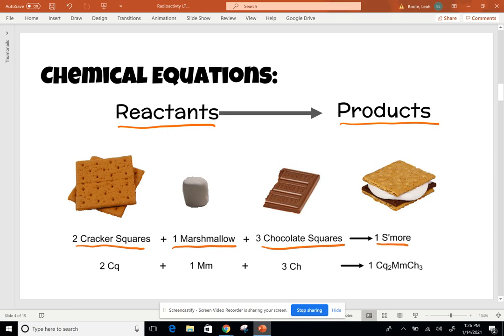And so it's important to remember here with our chemical equations, we want our reactants and our products to be balanced. So we want the same amount on each side. And so we can see that here with our s'mores example. We started with 2 graham crackers. Well, we still have those 2 graham crackers. We started with 1 marshmallow. That marshmallow is still there. We had 1, 2, 3 squares of chocolate. It's a little tough to see, but we still have 1, 2, 3 squares of chocolate. So our equation here would be balanced because we have the same amount that we started with and the same amount at the end.